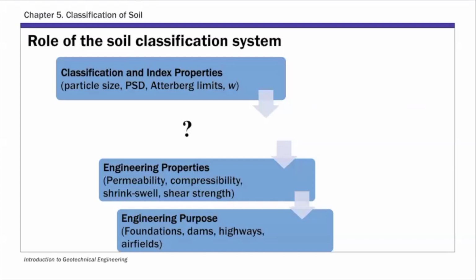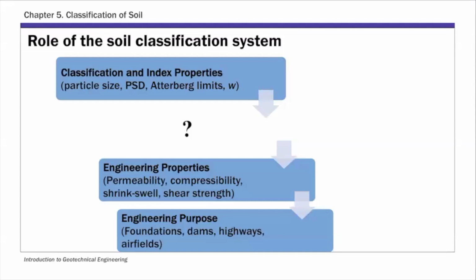The first thing I want to discuss is the role of the soil classification system. So why do we need a soil classification system? As I mentioned, so far in chapters 2, 3, and 4, we have discussed particle size distribution, or PSD, Atterberg limits, plasticity, and all these index properties. For engineering purposes, like designing foundations, dams, highways, and airfields, you need to know the engineering properties of soils. That includes permeability, compressibility, strength, shrinkage, and swell potential.